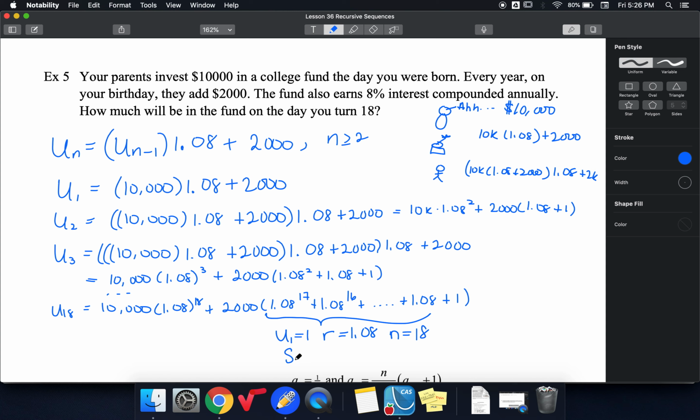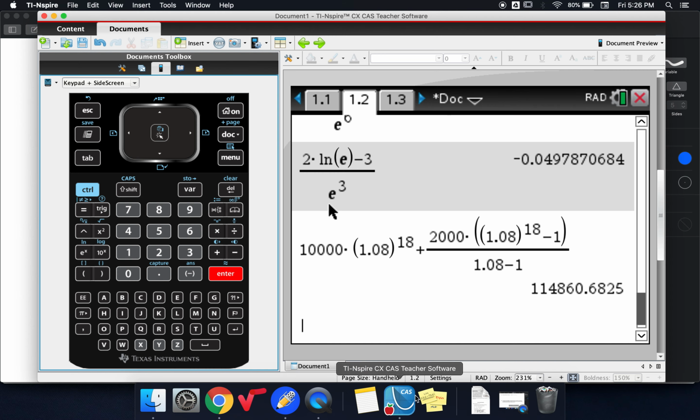I know, of course, that sum to 18 is going to be the first term times 1.08 to the 18 minus 1, all over 1.08 minus 1. Of course, that sum is being multiplied by 2,000. And then I'm going to add my 10,000 times 1.08 to the 18th. I've already done that in my calculator. And wow, your parents are ready to pay for your college education, assuming you go to someplace that's around the $30,000 mark. So you've got $114,860, basically $861.